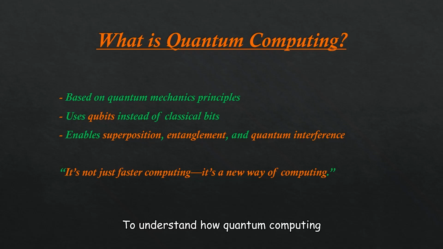To understand how quantum computing changes everything, let's first understand what it is. Quantum computing is based on quantum mechanics, a branch of physics that explains how the tiniest particles in the universe behave. Instead of bits like 0 or 1, quantum computers use qubits, quantum bits that can represent both 0 and 1 at the same time. This means a quantum computer can process a massive number of combinations simultaneously. Superposition, entanglement, and interference aren't just fancy terms, they are the key to quantum's power. Think of it like this: while a classical computer is like a flashlight exploring one path at a time, a quantum computer is like sunlight illuminating all possible paths at once.